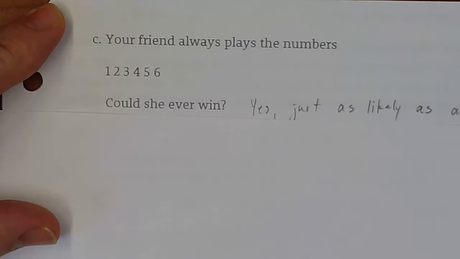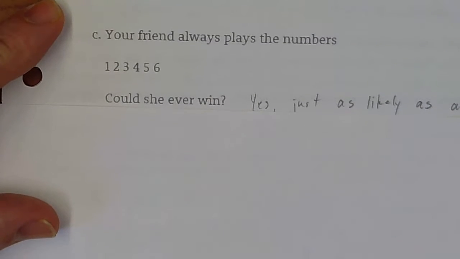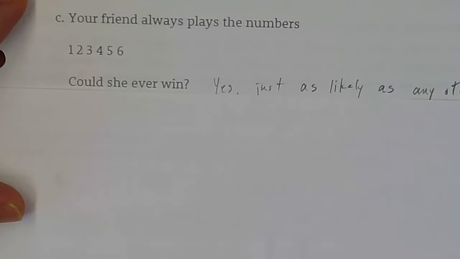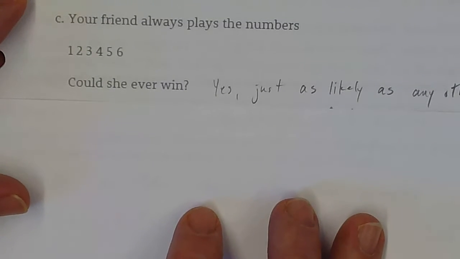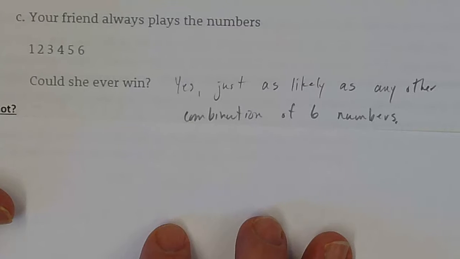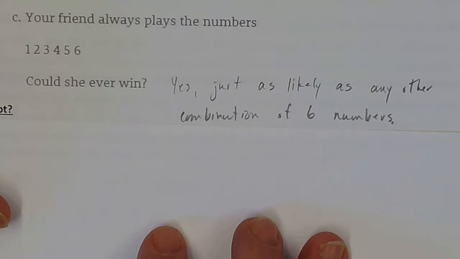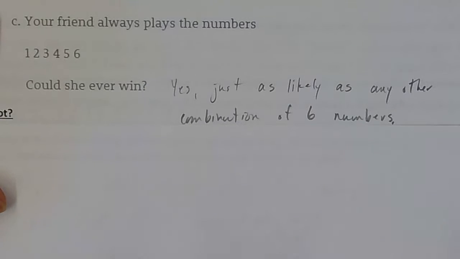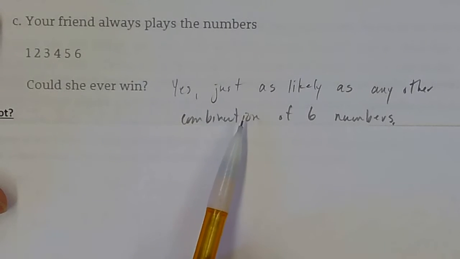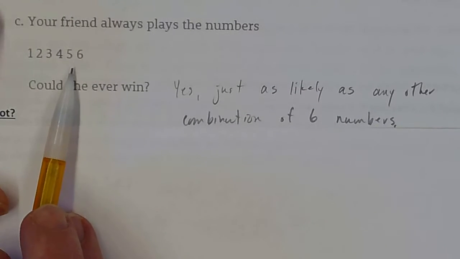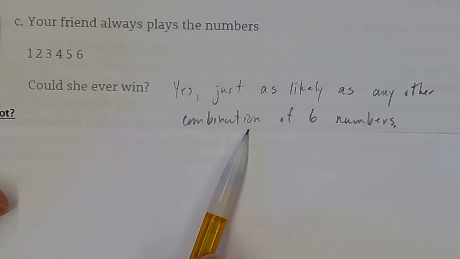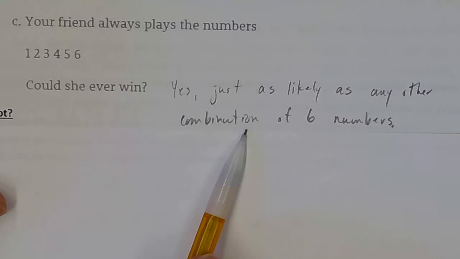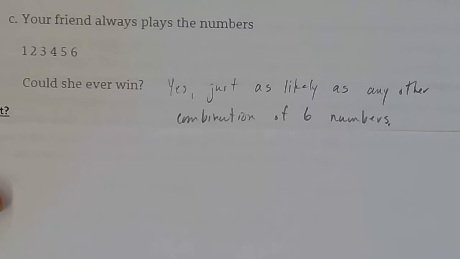All right, your friend always plays the numbers 1 through 6. Could she ever win? As odd as it may seem, this is just as likely as any other combination of 6 numbers. Okay. Usually they're mixed up a little bit, but technically it has the same odds of winning as any other random combination you think might happen.